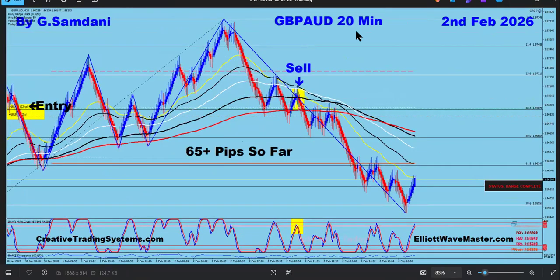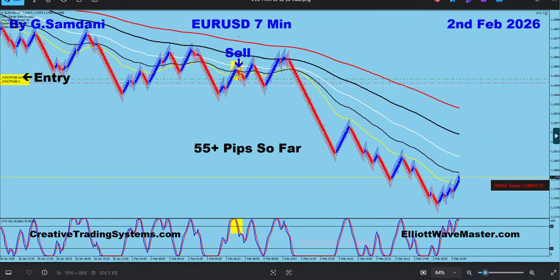Similarly, Pound Aussie did the same thing, but it is the first entry I got, and I thought I had a second entry. This is on the second as well for 65 pip. And no, I don't have the Pound Aussie second entry. So now, Euro USD on the second as well, 55 pips. Sell order is right there.